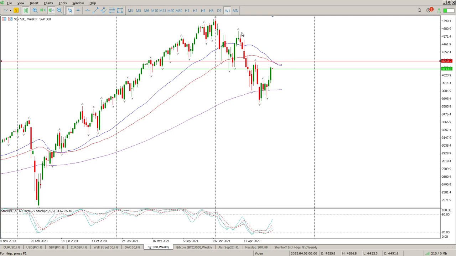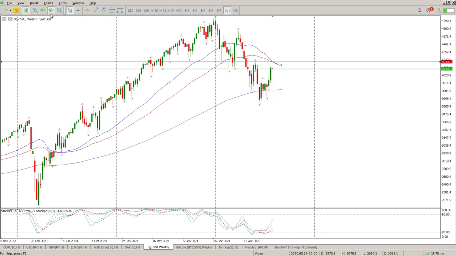Once that happens, that confirms the flag break, it confirms the structure, and 4,200 is the area to pay attention to. A little bit lower than that, but it's 4,200. So that's what we're looking for. We're looking for a break and a hold above there on the weekly. If you look at last week's bar, nice strong bull bar closing on its high.